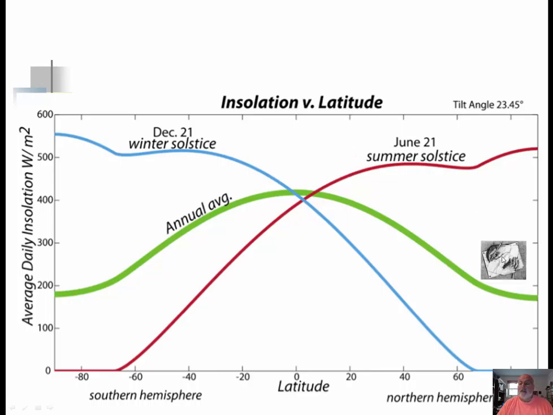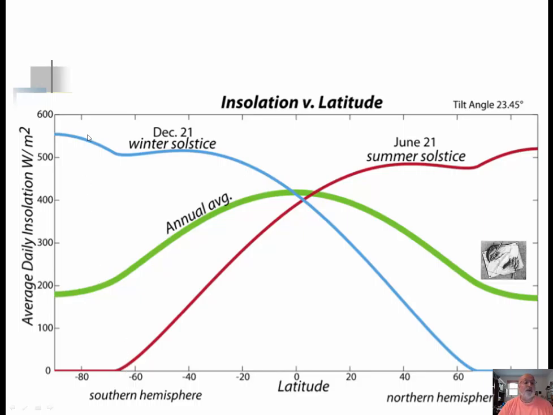Insolation and latitude, I'd also like you to draw this, but I want you to pay attention more to this green line, the average number, because if you take a look at this blue, during the winter solstice, the southern hemisphere receives a lot of sunshine. But when it gets to the summer solstice, almost none, especially the high latitudes. This would be the South Pole. This is the North Pole.